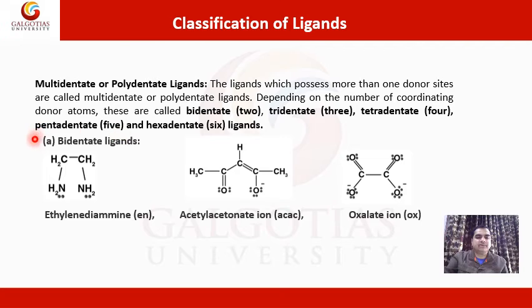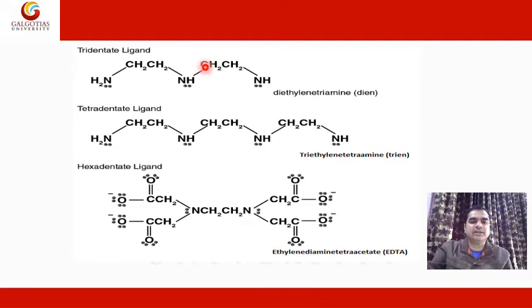These are examples of bidentate ligands, like ethylene diamine. In this case, the two nitrogen atoms are the two donor atoms present. Other bidentate ligands are acetylacetonate and oxalate ions. Similarly, there are various other examples of tridentate ligands, tetradentate ligands, and hexadentate ligands.